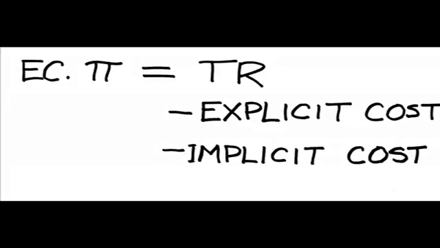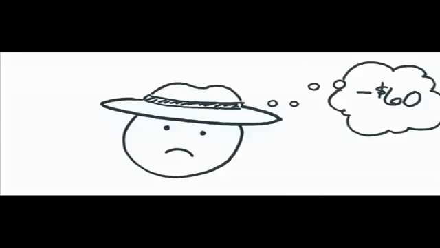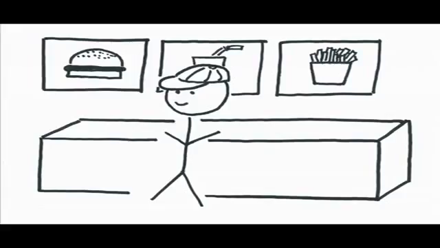What's the farmer's economic profit then? Economic profit is the total revenue minus both the explicit and the implicit costs. He's actually losing $60. From the economic standpoint, the farmer's losing money, and therefore, assuming as we are that all producers are interested in maximizing profits, he'd be better off working at the local burger joint.